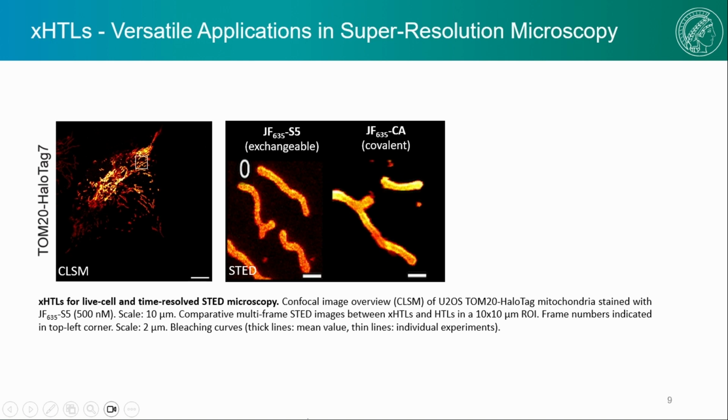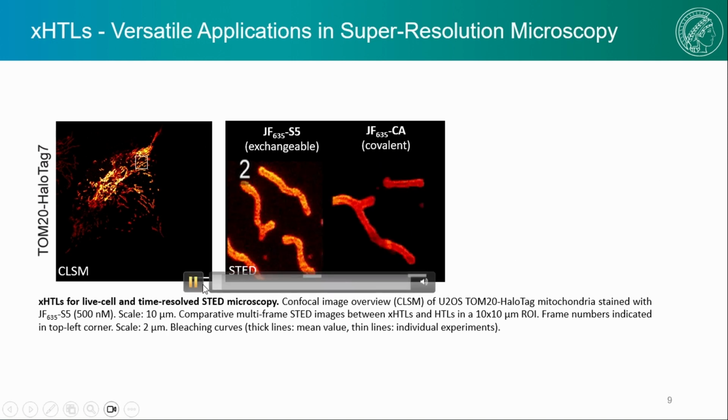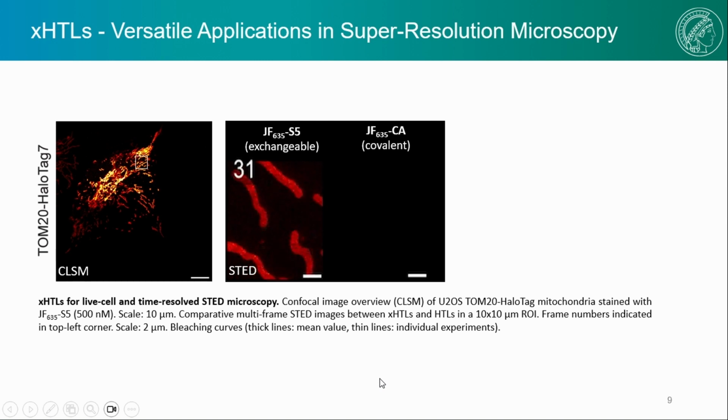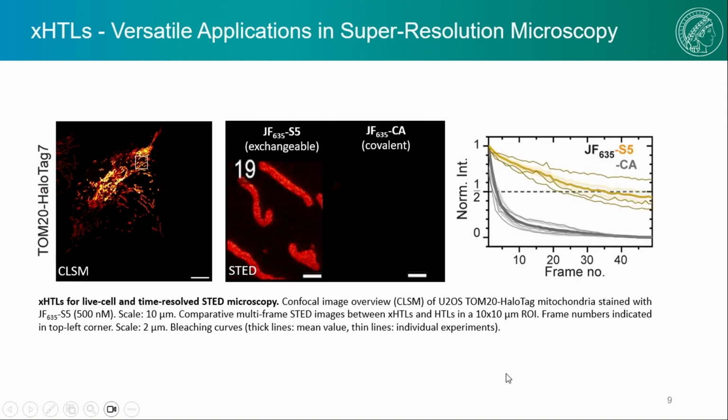Next, I'm coming to some live cell STED experiments. This time we expressed HaloTag with a mitochondrial localization signal, TOM20, and we tried to generate as many STED images in a small 10 by 10 micrometer ROI as possible, comparing exchangeable and covalent staining. And as you can see here, the covalent labeling bleaches fast within the first 10 frames, whereas the exchangeable HaloTag ligand provides a much more stable signal, reaching up to 30 to 50 frames at least at half maximum signal intensity.